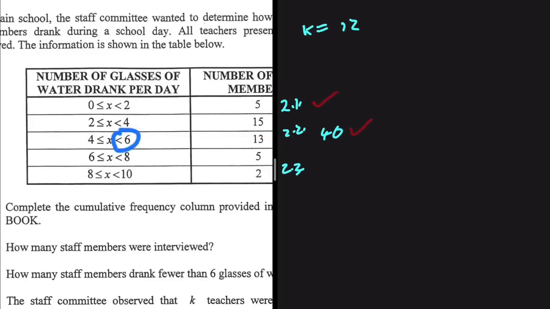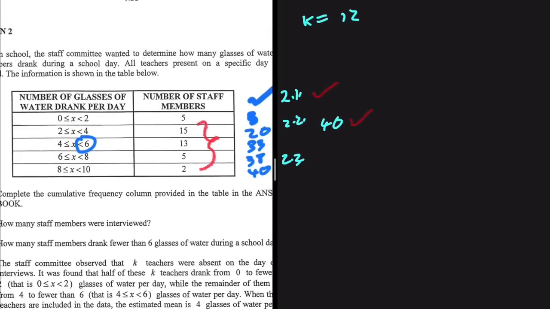As this is less than 6 and not less than or equal to, the people who drank fewer than 6 is 13 plus 15 plus 5. Those are the people that drank fewer than 6 glasses of water in a day. So 15 plus 13 is 28, okay? 28 plus 5, so we have 33. 33 people drank less than 6 glasses of water, which makes sense.